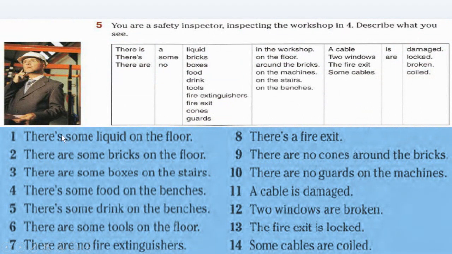There is becomes there was, and there are becomes there were. You just simply need to memorize that if you want to use the past form of is, you would use was. And the past form of am is also was. For example, I am Ahmed; I was Ahmed.